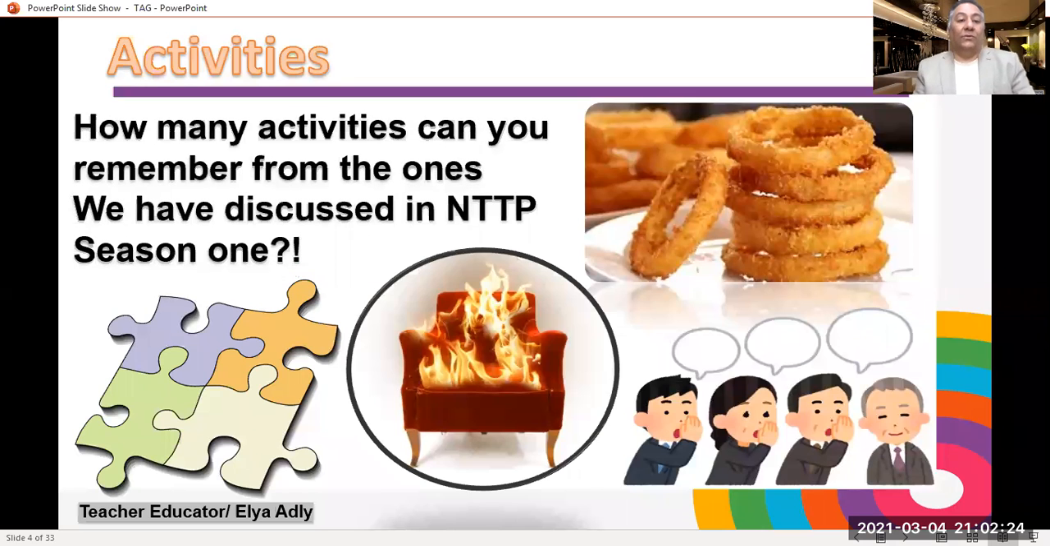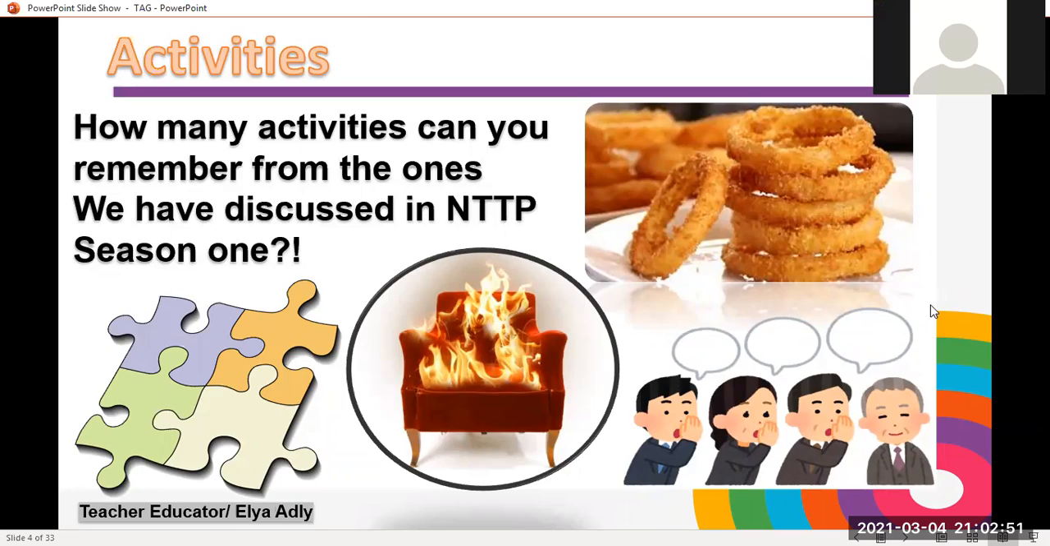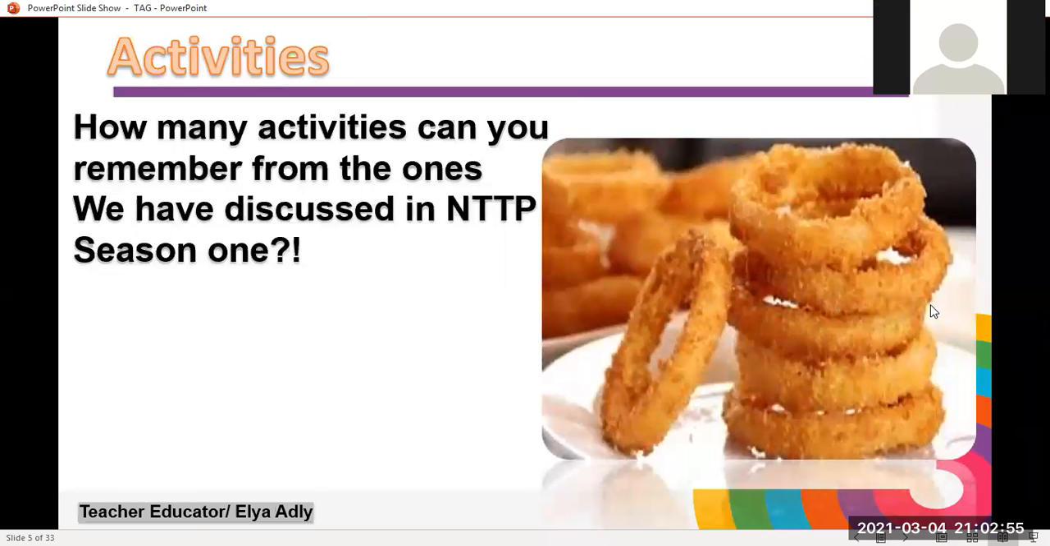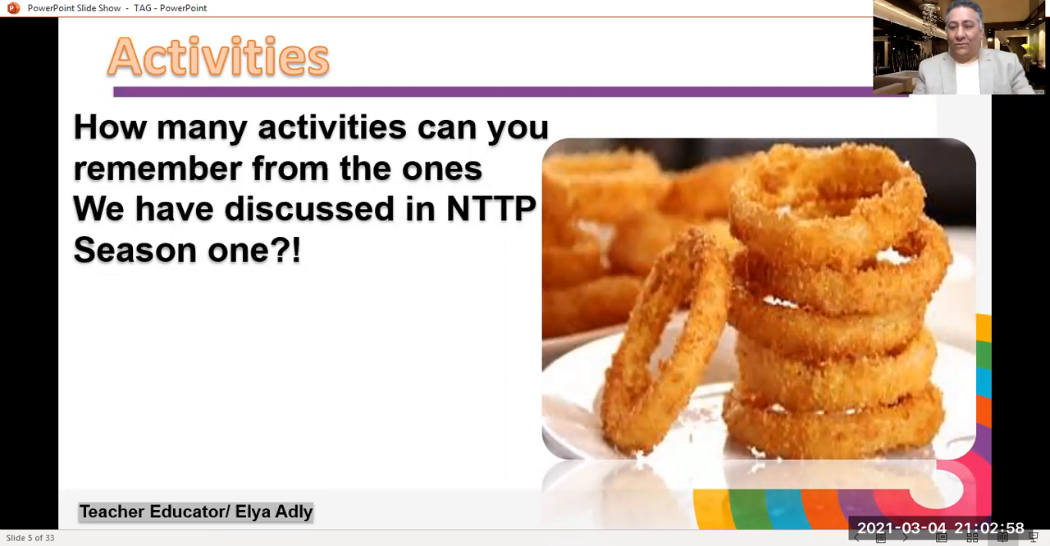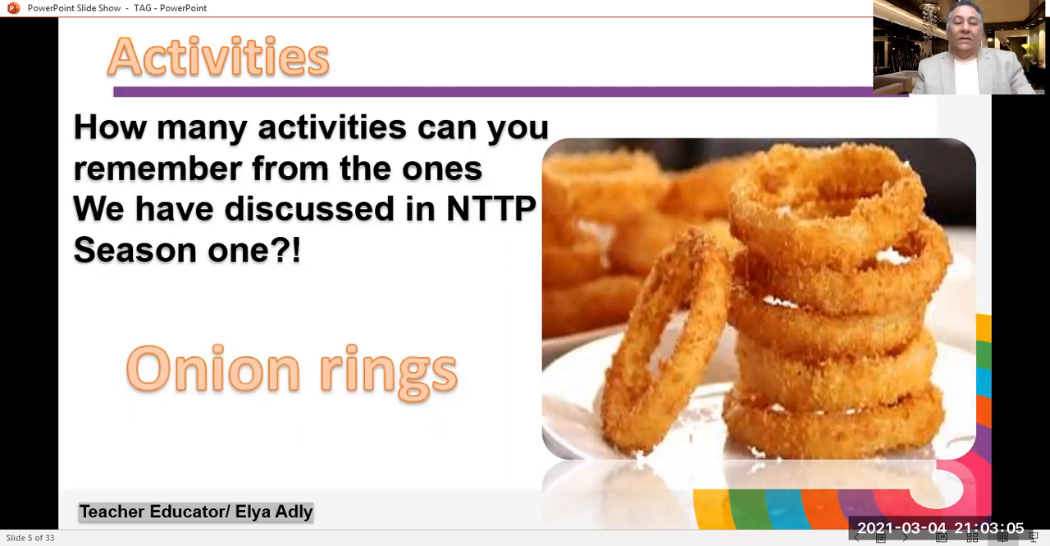How many activities can you remember from the ones we have discussed in NTTP season 1? The images you can see on the screen are just a hint to remind you of some of these activities that we had in season 1. Can you remember them? Yes, onion rings. Yes, we start with this one. Onion rings, Asma, Zainab, true. This is onion rings. Can you remember the instructions of this activity?